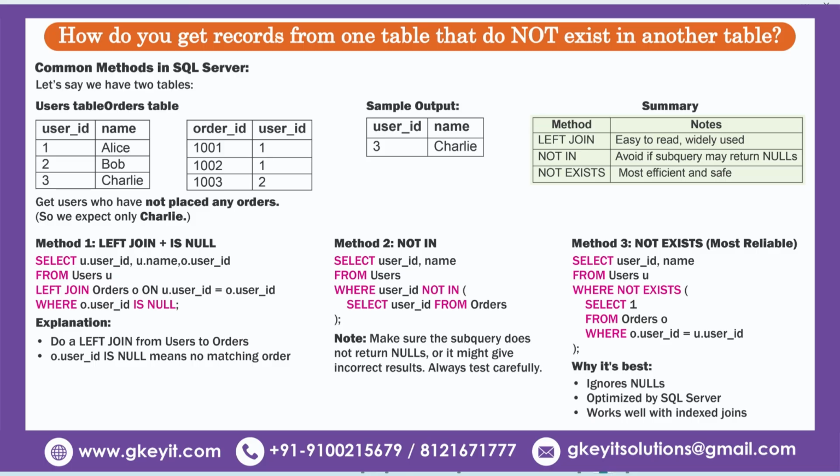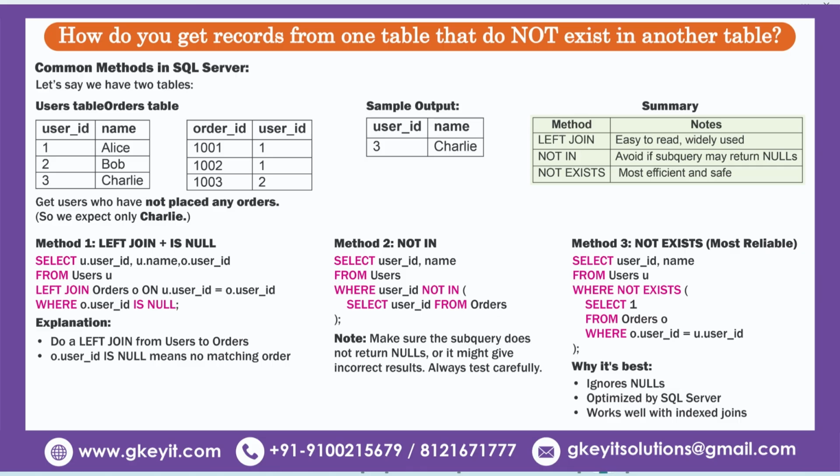There's a query for this. Select user ID, name from users, where user ID not in, select user ID from orders. Here it selects all the user IDs from orders and we use not in for the main query. There is a note for the subquery: make sure the subquery doesn't return null values. If it returns any null values, it might give incorrect results, so always test carefully. If the subquery has null problems, it is better to go for not exists.